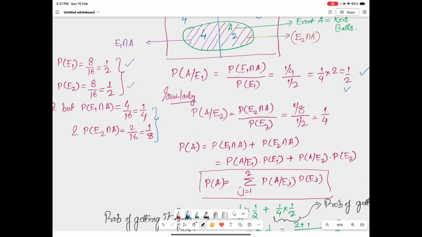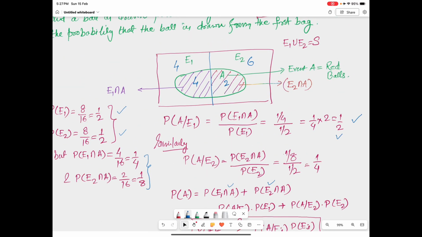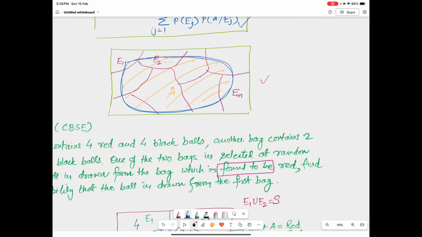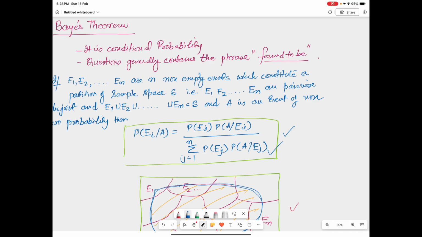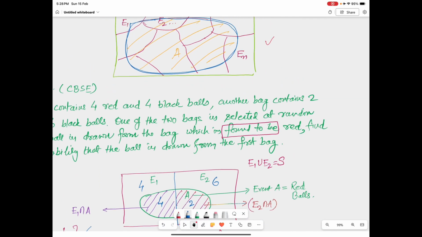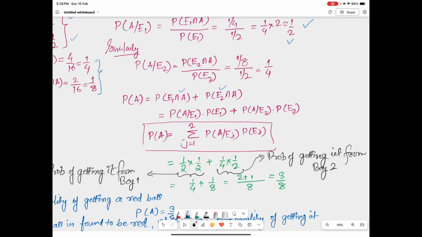Now, the probability of getting a red ball. It can come either from bag 1 or from bag 2, and both are disjoint. They are mutually exclusive. That's why the probabilities are added. The same is used in the Bayes theorem formula also. Here all the probabilities get added, because it is written that they are non-empty sets and they are pairwise disjoint. Since the sets are disjoint, they are mutually exclusive, and in mutually exclusive events the probabilities get added. So here also I am adding the probabilities because it is either from bag 1 or from bag 2.